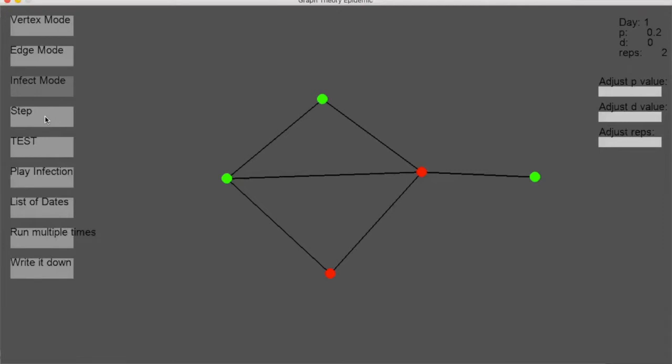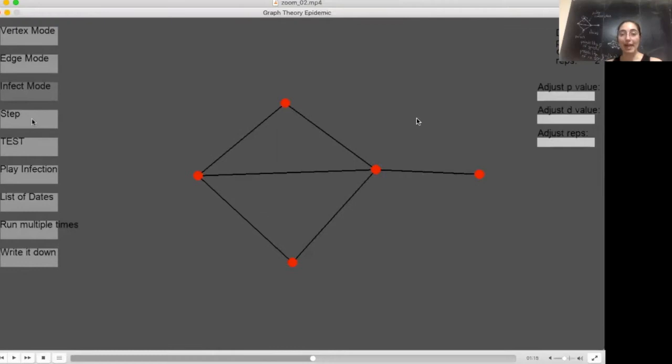So there we have it. On day 1, this person already got infected. On day 2, this little loner person got infected. And then on day 4, we have complete success. And a success, we're going to call a success when everybody in the graph becomes infected, because that's when the disease succeeds.